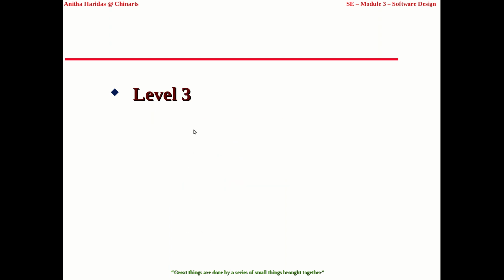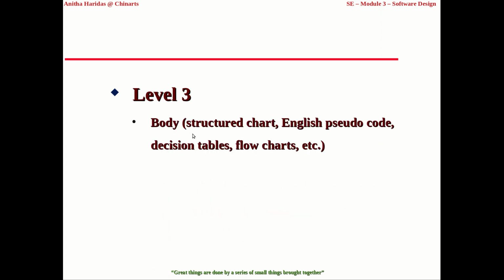Then at level 3, we are going to have the body of the function. So in the body of the function, you will have the structured chart, or you can have the pseudocode, or you can have both structured chart and pseudocode, or you can have decision tables, you can have flow charts, etc. So all these things will be dealing with the exact process that is happening inside that particular function, which you call as the body of the function.